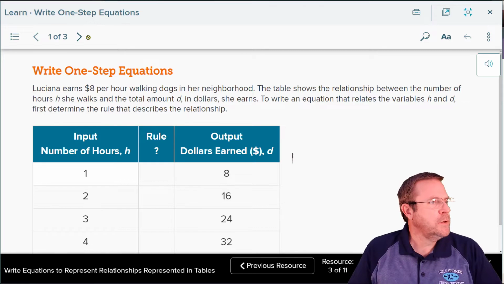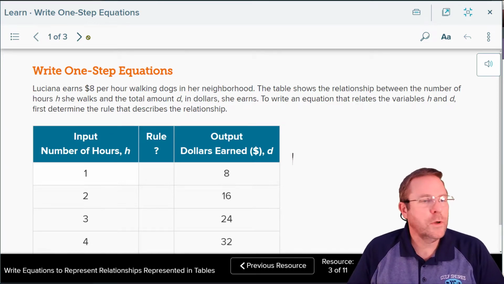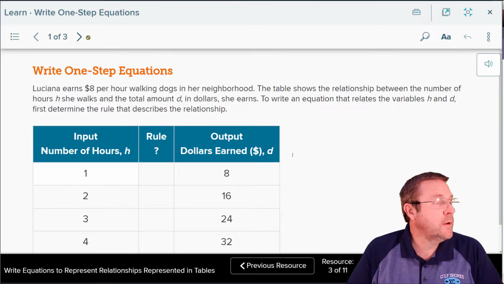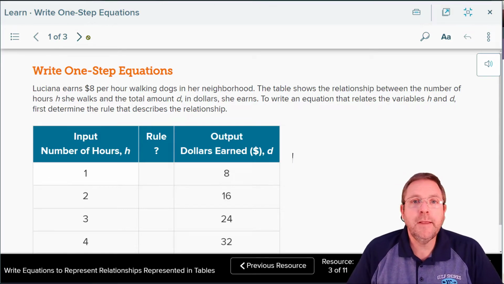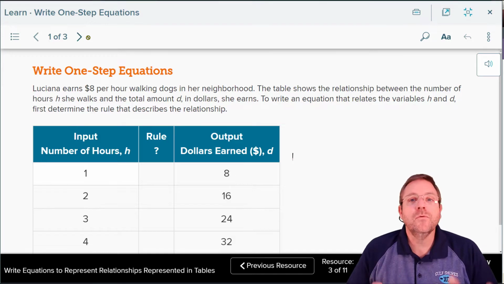Luciana earns $8 per hour walking dogs in her neighborhood. The table shows the relationship between the number of hours she walks and the total amount D in dollars she earns. To write an equation that relates the variables H and D, first you have to determine a rule that describes the relationship. You need to ask yourself, what's going to be the input? What's going to be the output? What is going to be the rule that connects the input to the output?